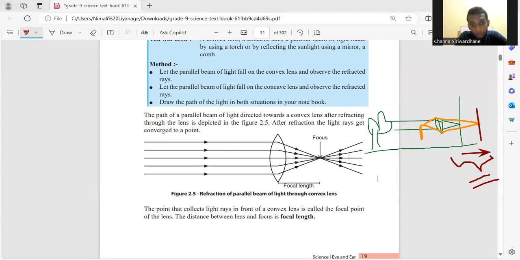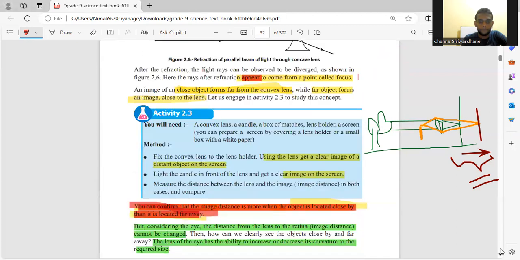Then to the same point, here the rays after refraction appear to come from a point called focus. Then you have to highlight the word appear, because it only appears that way; it is not actually happening.